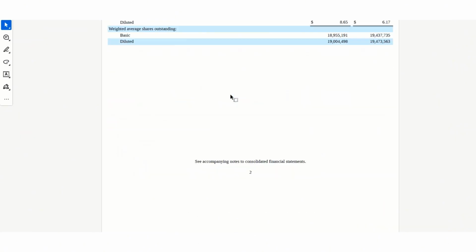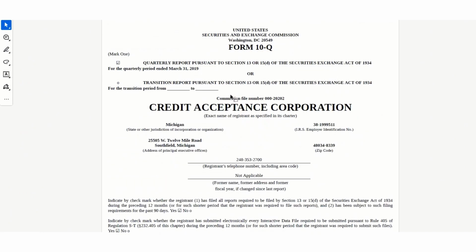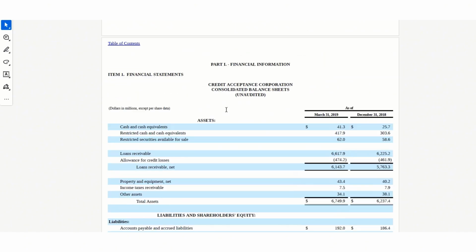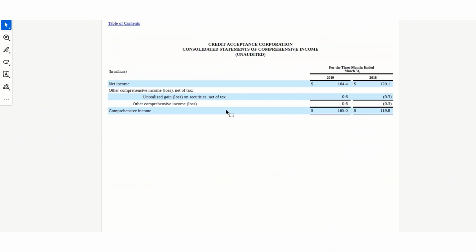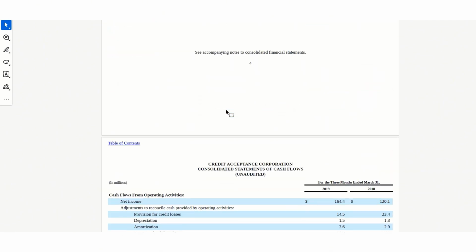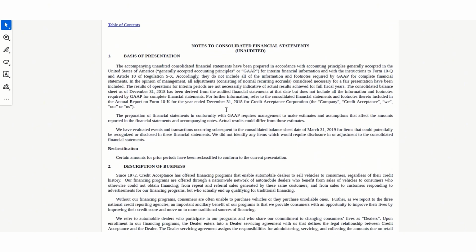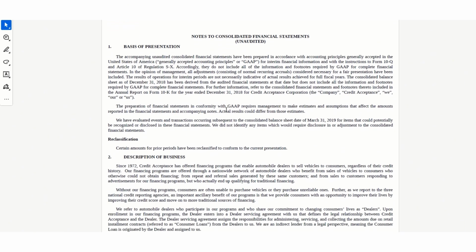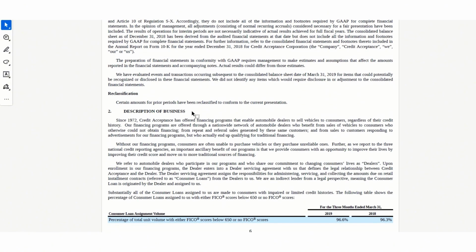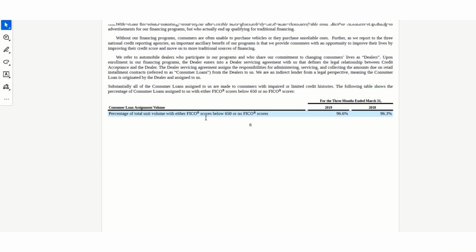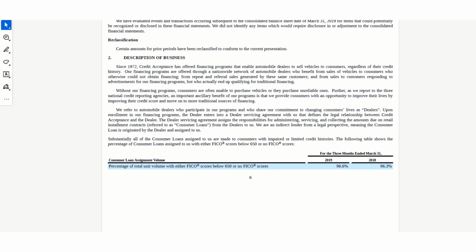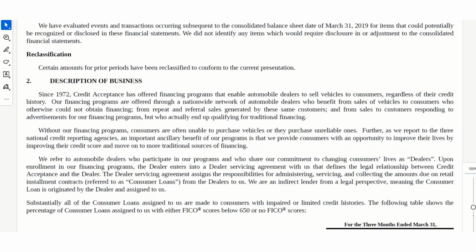All right. So Form 10Q, right? Credit Acceptance Corporation, right? You can find out all the information they have on it. So, basis of presentation, right? Description of business. Let's read the description of business real quick. Let me see if I can zoom in. There we go. Right, zoom in.